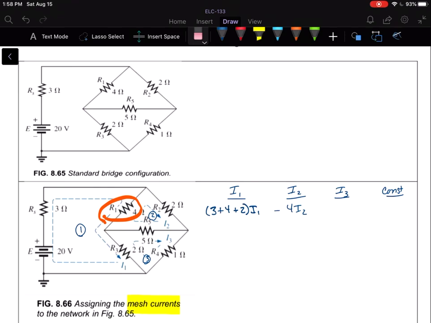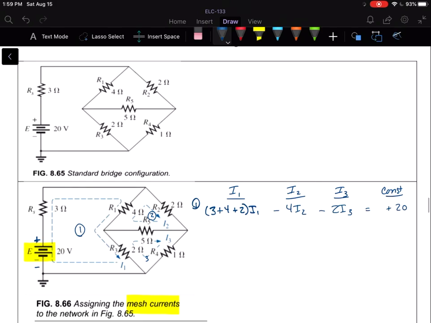And then we're going to do the same thing with the third mesh, which would be this 2 ohm resistor that they have in common. So minus 2I3. And then the constant that goes on the right hand side, that's going to be our voltage source that's connected to that mesh. And in the clockwise direction, if it's going from minus to plus, which it is, that's a voltage rise. So that's going to be a positive 20. And there's our first equation.